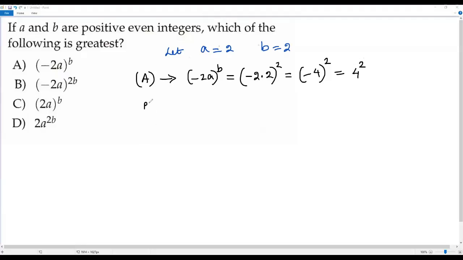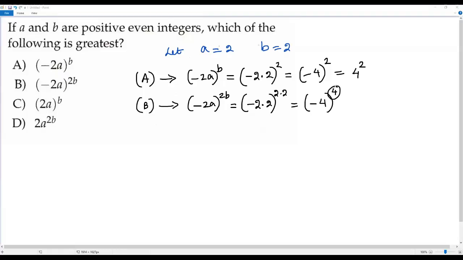Okay, now let me evaluate the expression we have in option B, that is negative 2A to the power 2B. Okay, negative 2 times, for A we have to plug in 2, for B we have to plug in 2. Okay, here we have negative 4 inside the parenthesis, 2 times 2 is 4. Okay, again here we have an even exponent. So this even exponent is applicable for both the negative and 4. When I apply this even exponent 4 to this negative sign, it will become positive. So it can be written as just 4 to the fourth power.